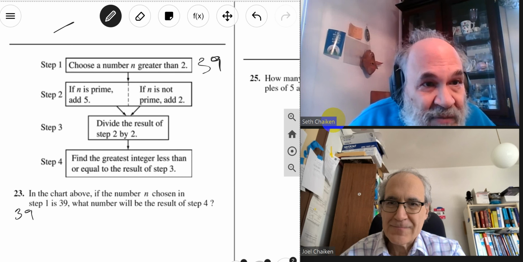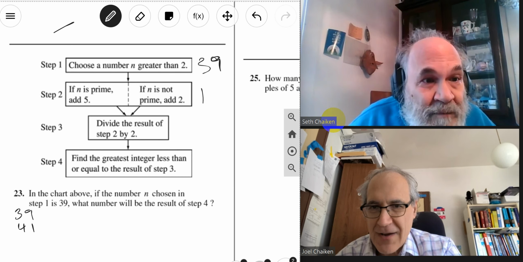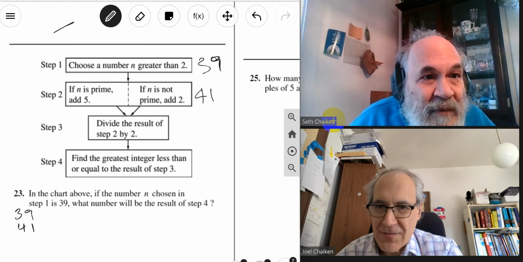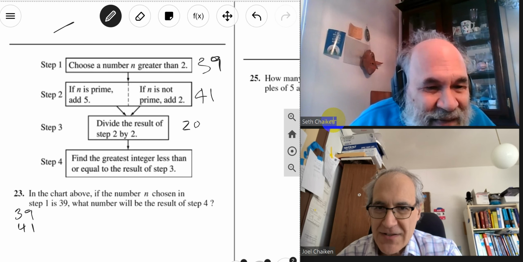39. If it's prime, add 5. Well, it's not prime because it's divisible by 3. If it's not prime, add 2. So I add 2 and get 41. Okay, now I do step 3. Divide the result by 2. So that would be 20 and a half.